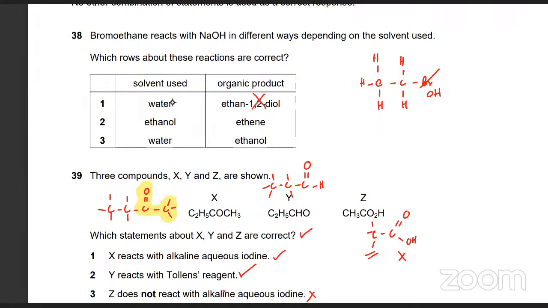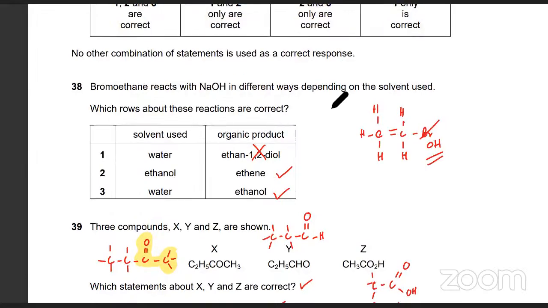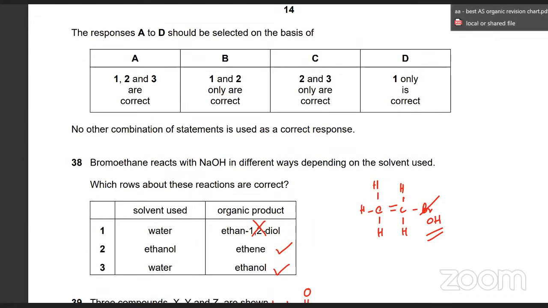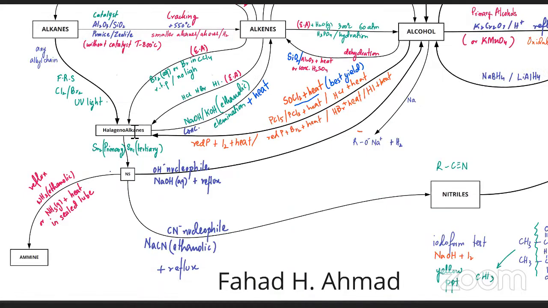The second one is if you use ethanolic NaOH. Then Br will go away and a double bond will form there. It will actually form an alkene, and that's going to be ethene. So this is correct. And if you use water, it will be an alcohol, OH will come. Okay, so 2 and 3 are correct. You won't get ethane-1,2-diol. Okay, this is also clear. And remember, many questions will come on this: for halogenoalkanes, if you use NaOH aqueous, substitution happens and it turns into an alcohol, and if you use NaOH ethanolic, it will turn into an alkene.